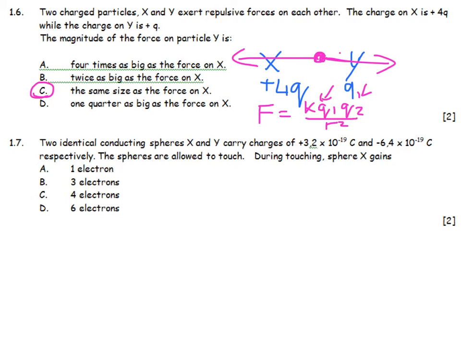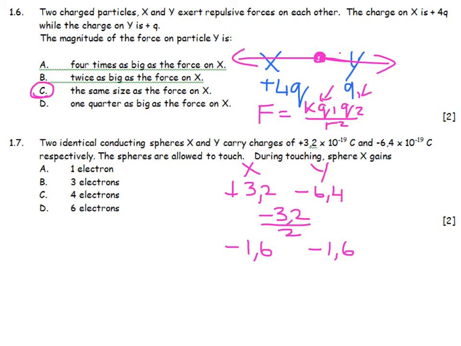Two identical conducting spheres, X and Y, carry charges of plus 3,2 and minus 6,4. What happens then is that, and we'll call that X and we'll call that Y, they then tell me that they touch. What is going to happen is you're going to add those two together. You're going to get minus 3,2, and you're then going to halve that between the two. So we even out the charges nicely, and you land up with minus 1,6 and minus 1,6 after the touching.